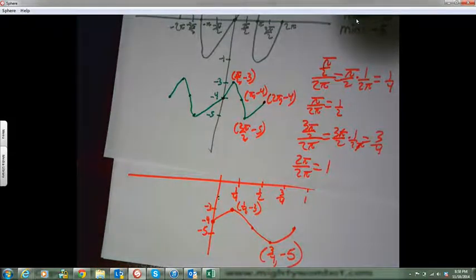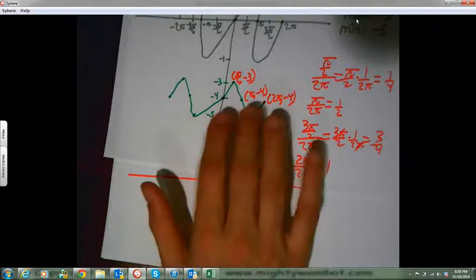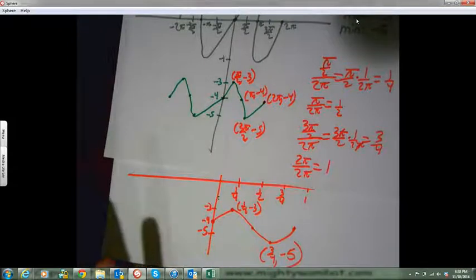A lot of you might try to put it on the same axes. I wouldn't recommend that. I would say draw a whole new axes. Your life will be much better.